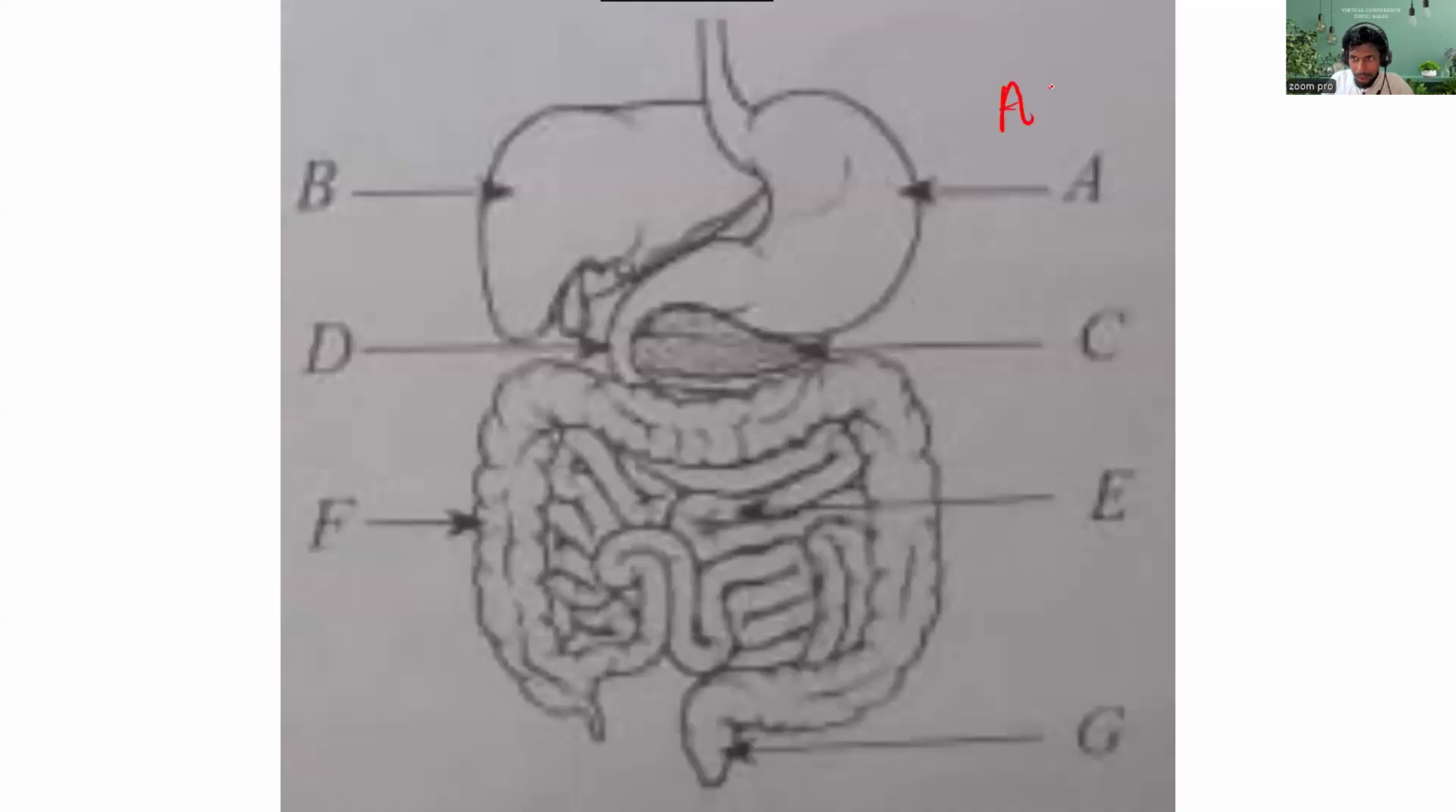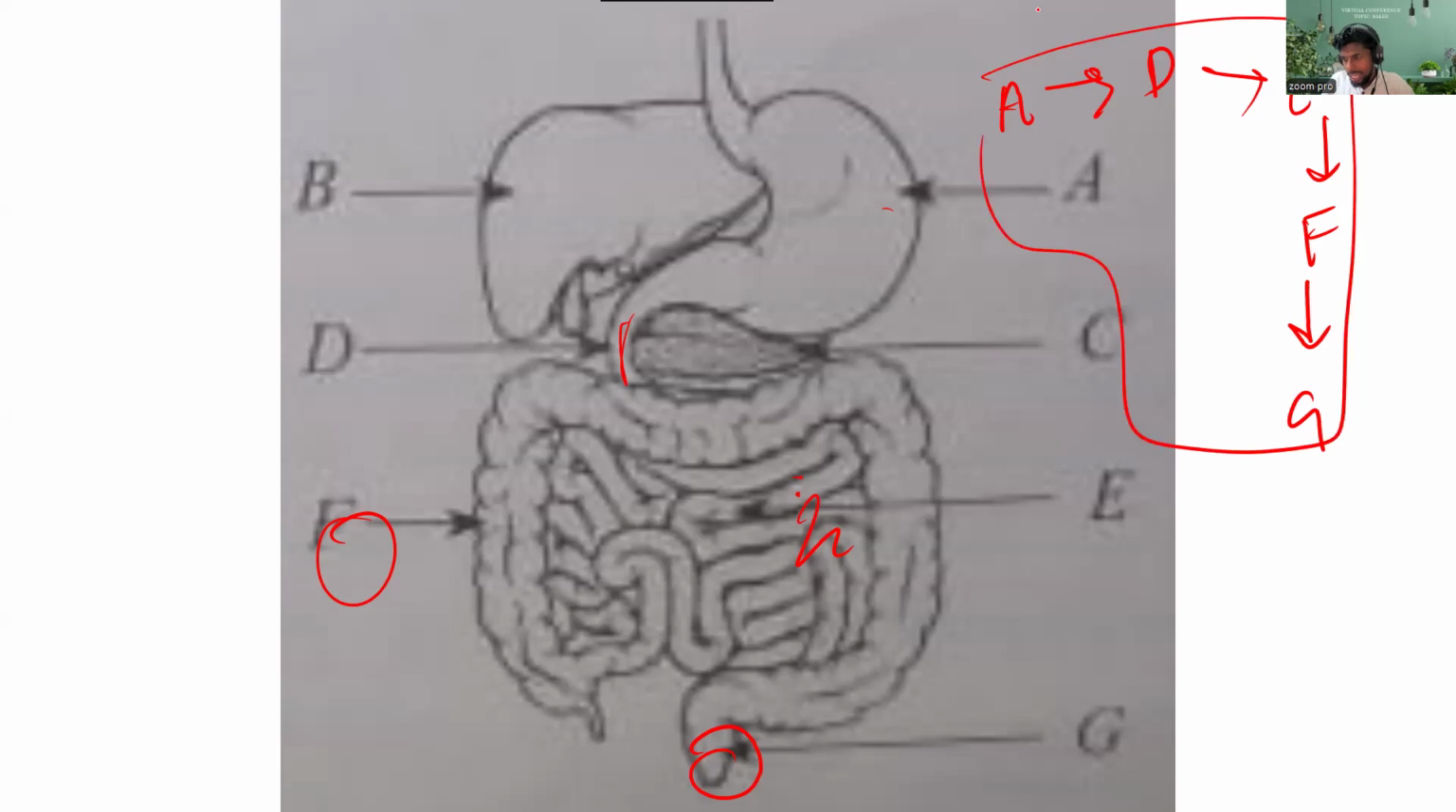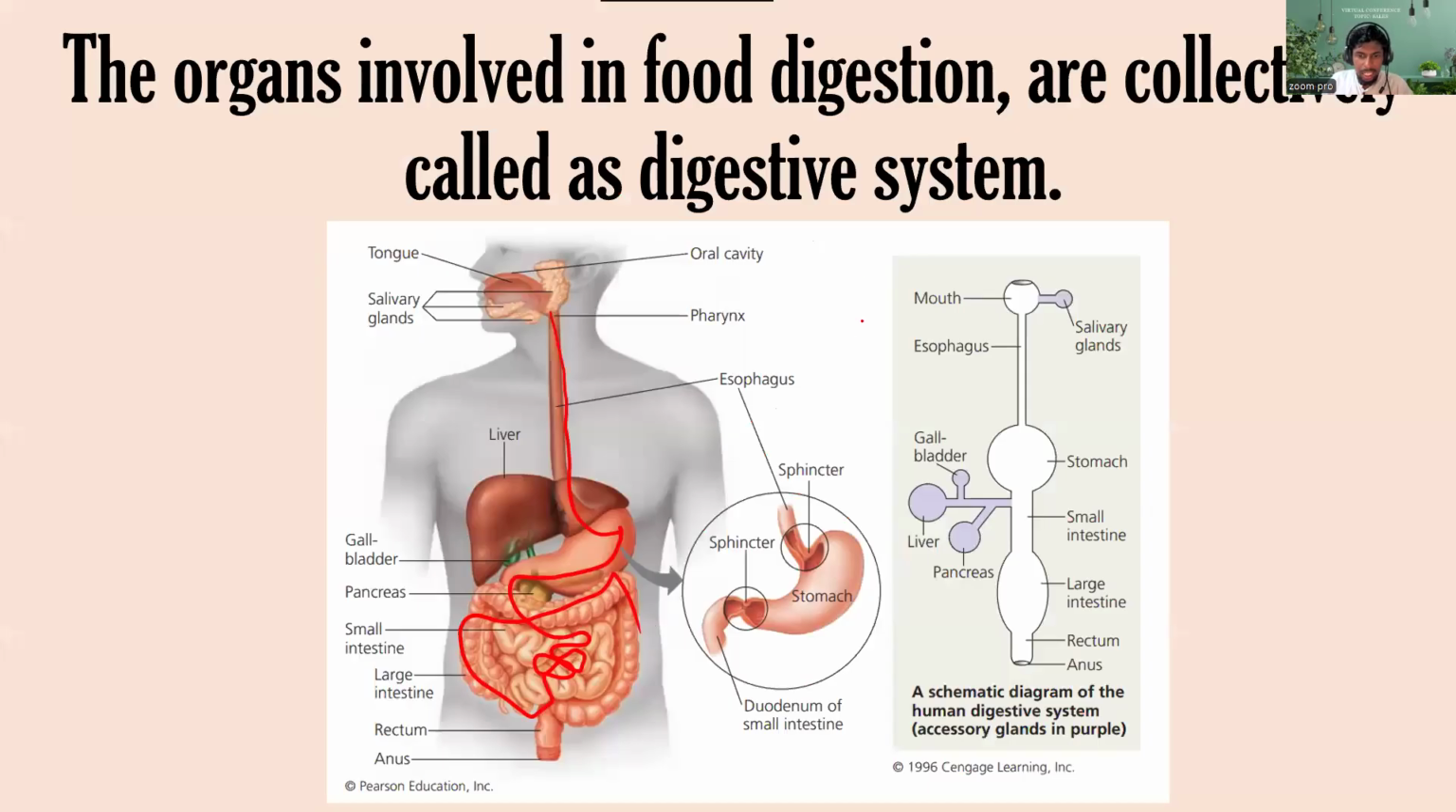So A to which one is D? We can't see that one. What is D, right? I think this is D. So A to D, and D to E, that is small intestine, and E to F, that is large intestine, and from large intestine to anus, that is G. So this is the pathway: A, D, E, F, G.